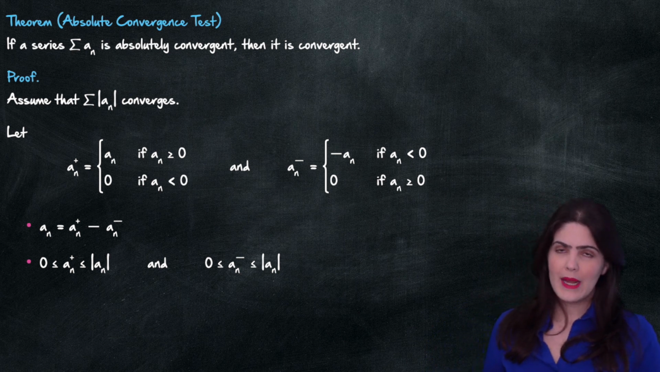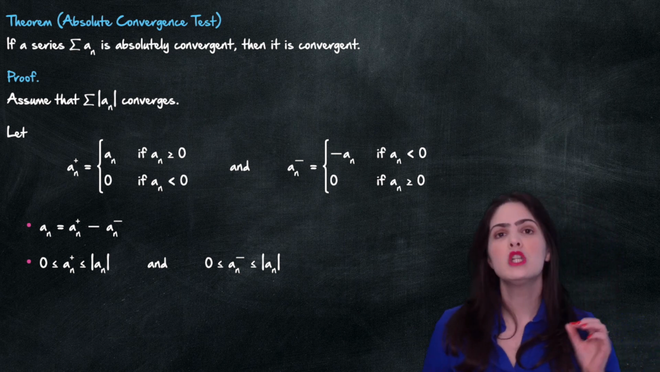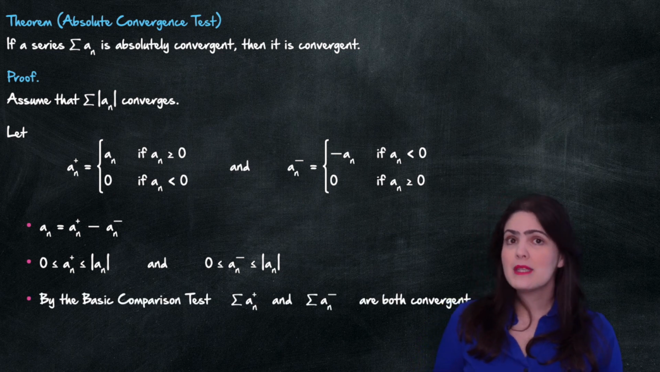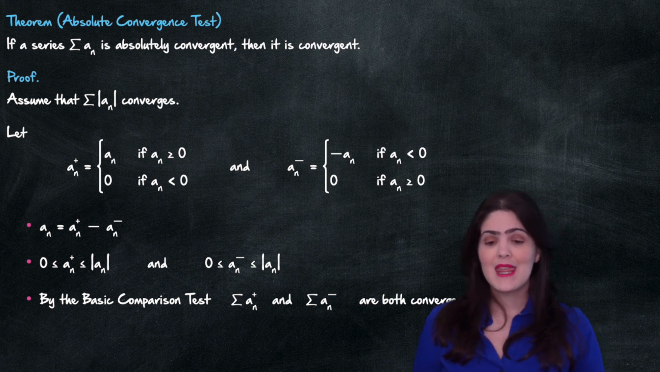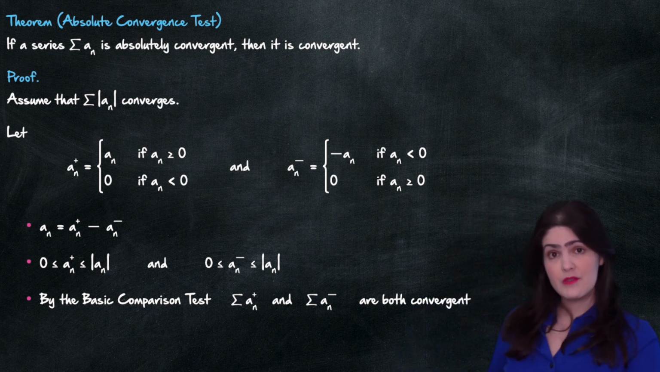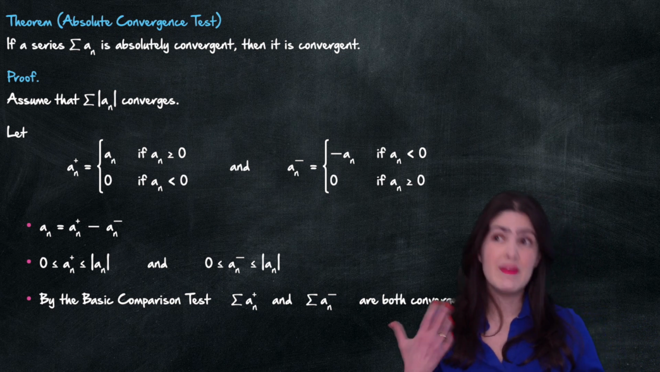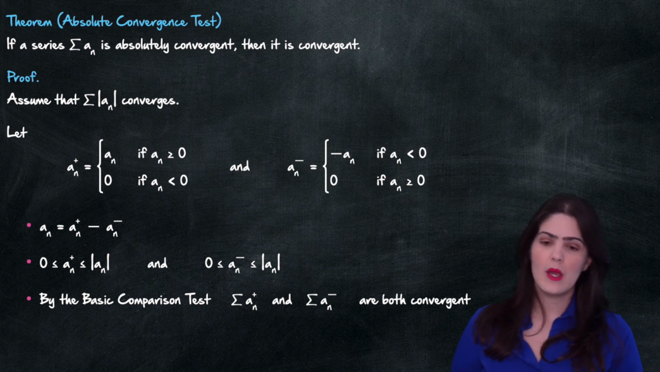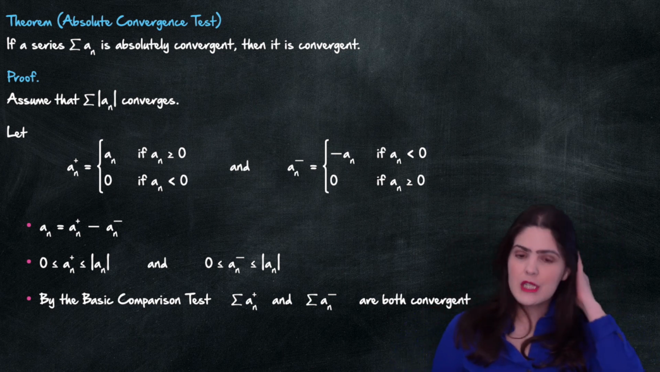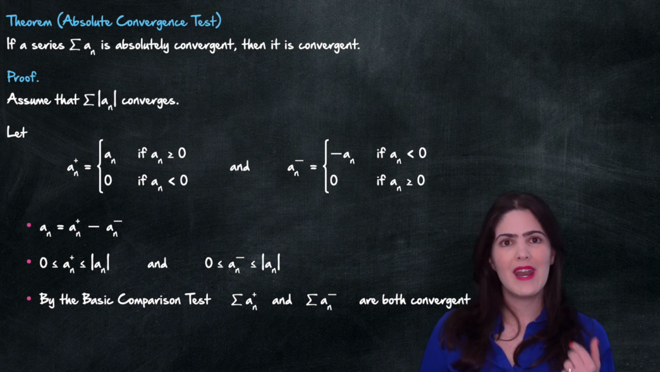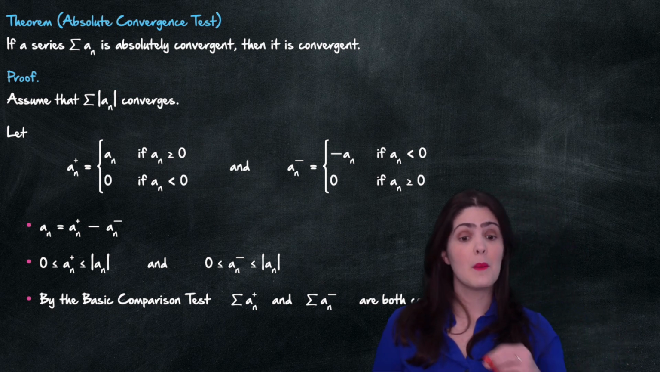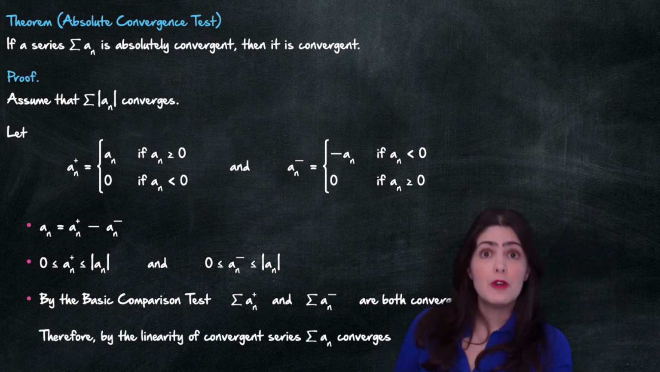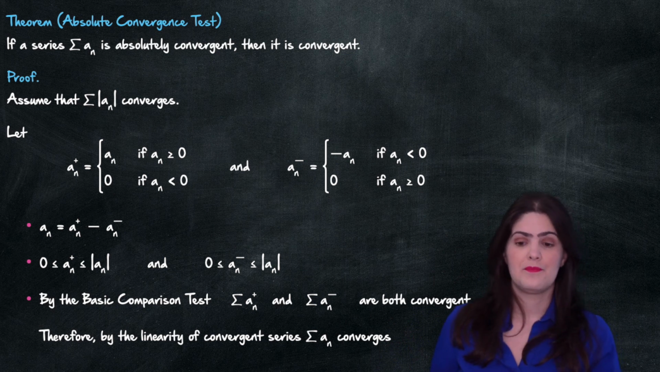But look at this now. What can I do? Well, remember, I know that the series of the absolute values is convergent. So I can use the basic comparison test to conclude that the series of the positive terms and the series of the negative terms are both convergent. Oh, okay, so I know that these two things are convergent, but also look at the previous point. I know that I can write a_n as a_n plus minus a_n minus. And we know that convergent series are linear.